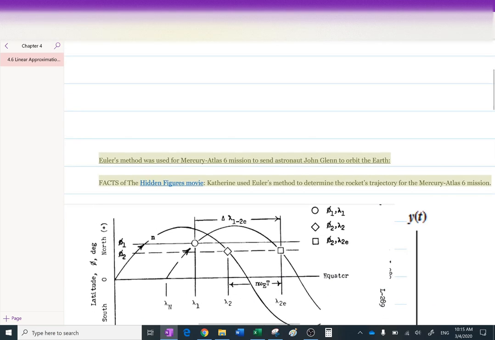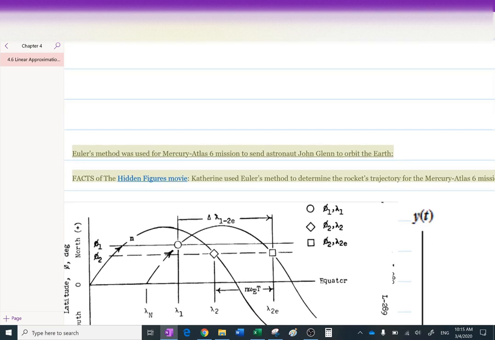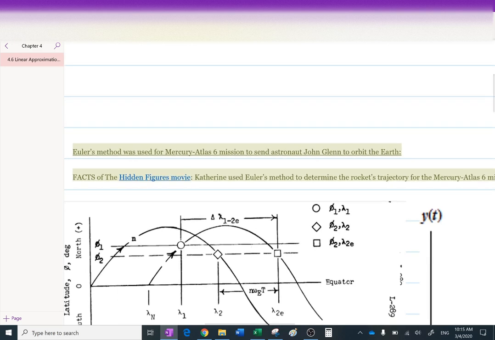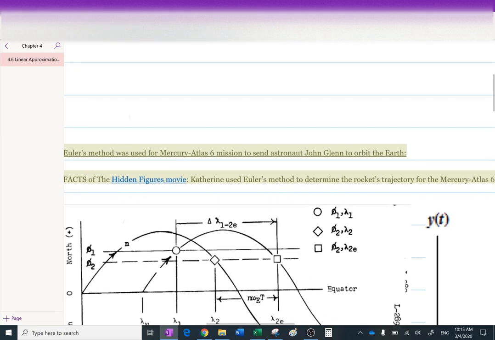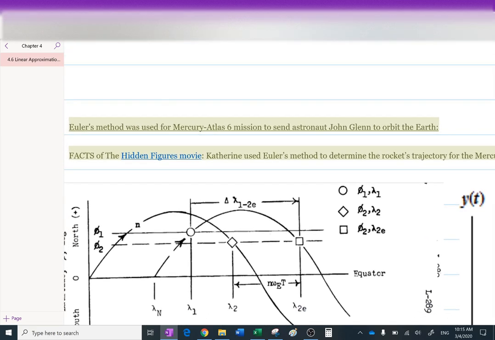But for you to know, they used this method, and that's how they sent the first American into space. The method is called, in the movie, Euler's method, which is still a decent method. People are still using it. And it's true. They did not make it up. You can check this link, and Wikipedia shows you. And this method was used for the Mercury Atlas 6 mission to send astronaut John Glenn to the orbit of Earth.